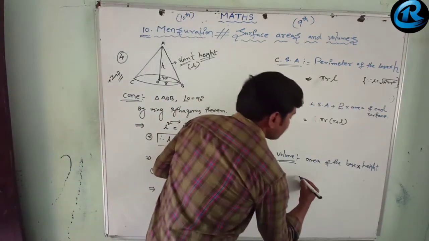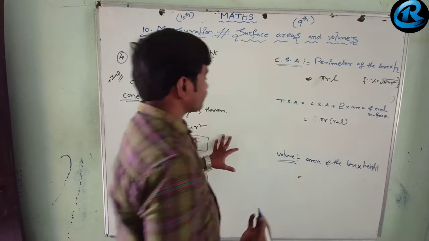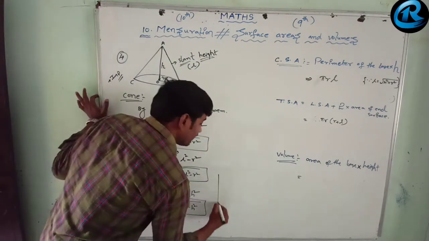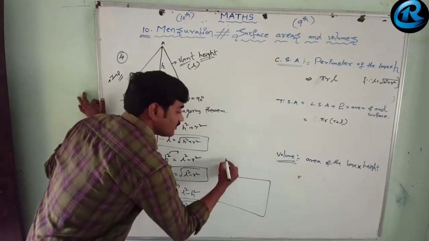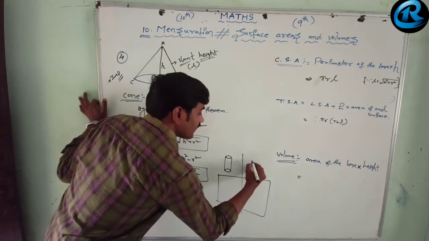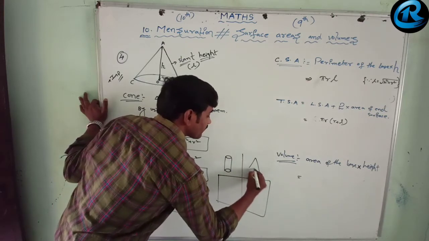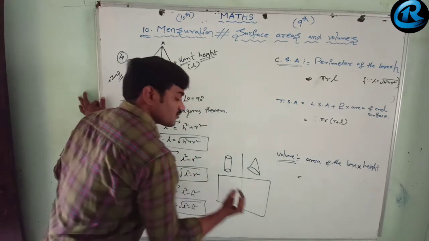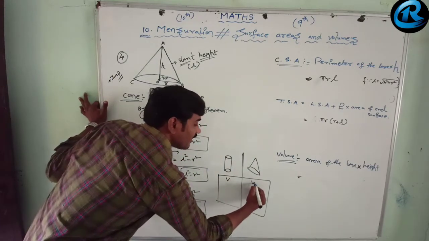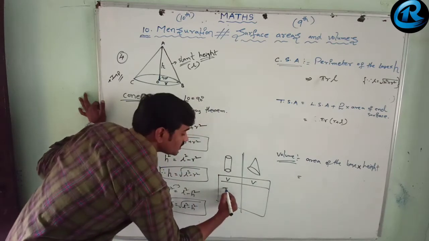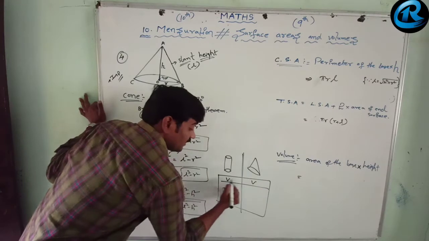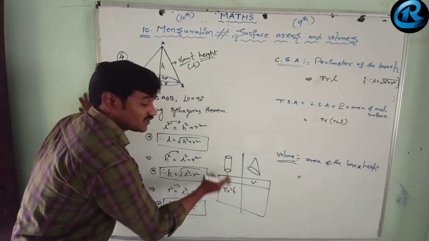Then what is the volume of the cone? Here, remember one thing I will write now. The cylinder is here and the cone is here, especially for 9th and 10th class. Volume of the cylinder and volume of the cone. Volume of the cylinder is pi r square h, and the volume of the cone is the third part of this.